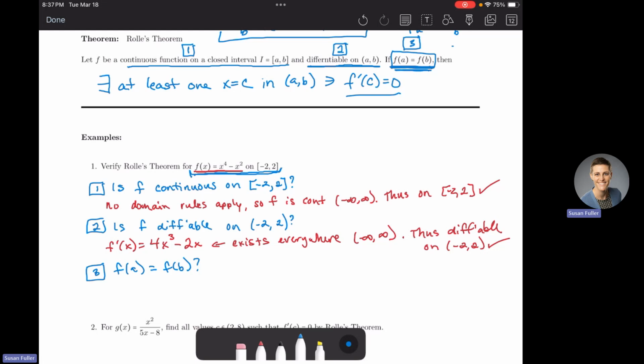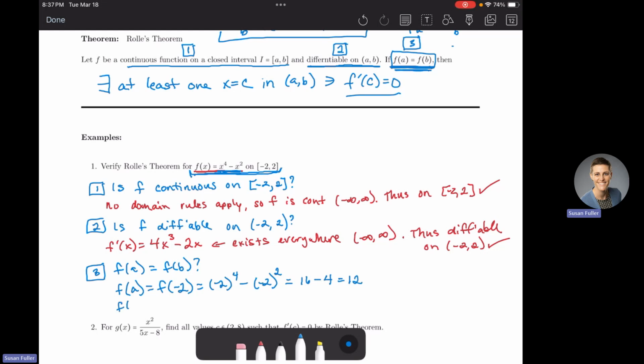Well, I don't know. I'm going to have to plug these numbers in. So let's find f of a, which is going to be f of -2. I'm going to plug -2 into my function. And again, f is my OG, so I'm going to plug it in here. So I'm going to have -2 to the fourth minus -2 squared. So -2 to the fourth is 16. That's a positive 16. Minus -2 squared is 4. 16 minus 4 is 12.